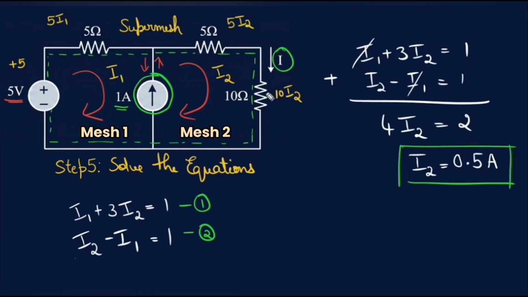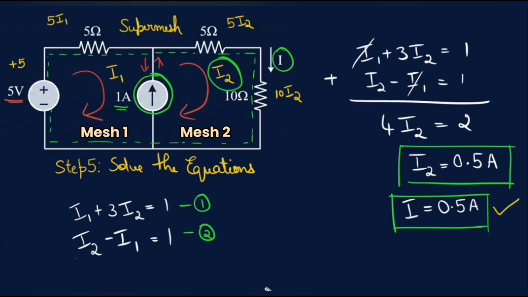The required current I flows through the 10 ohm resistor. Since this resistor belongs only to the right mesh, its current is the same as I2. Therefore, I equals 0.5 ampere. That's the answer to this particular question.